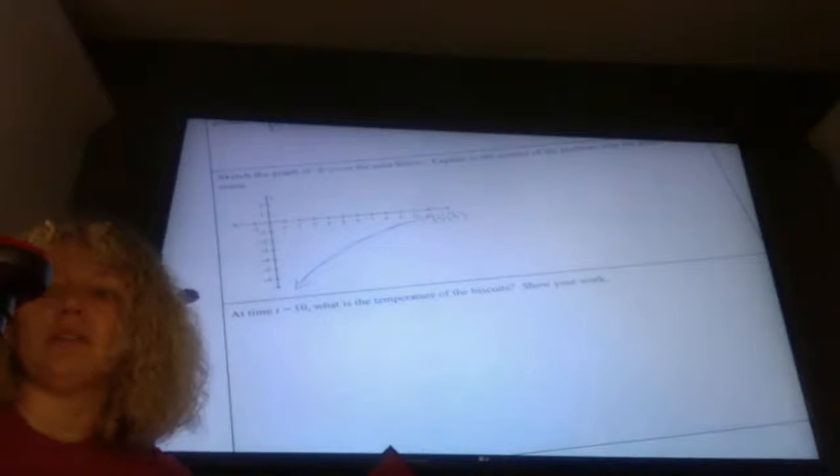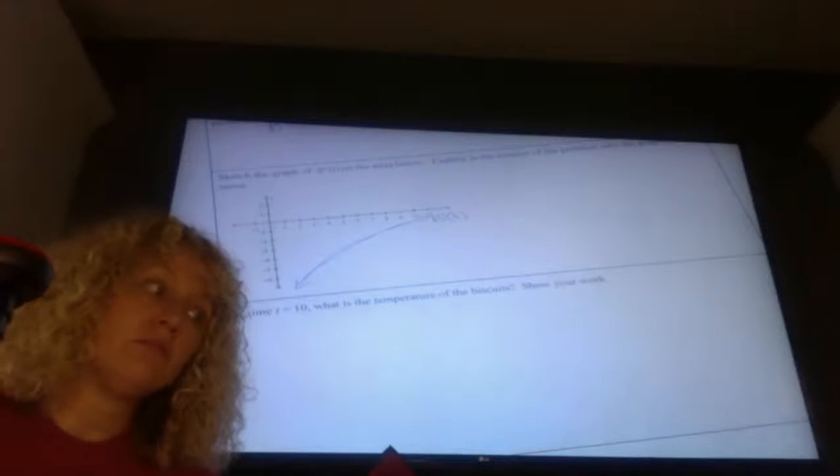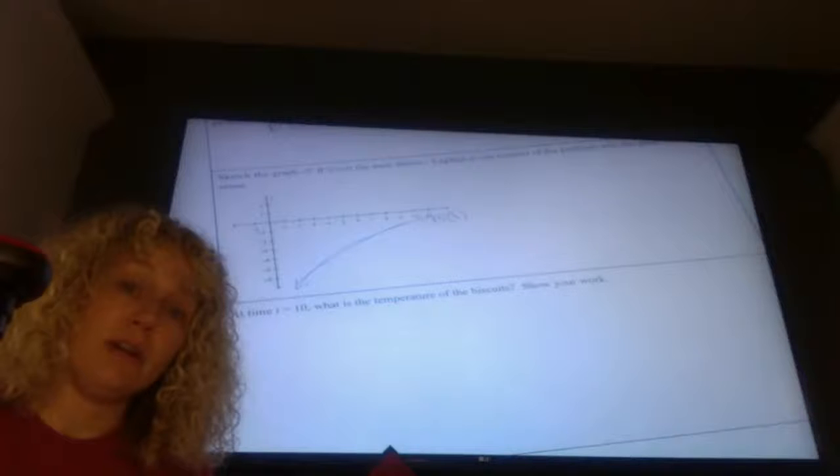They're removed from the oven. It's always going to decrease. It always has to be less than 0 because the temperature is always decreasing, unless your house is 450 degrees Fahrenheit, which you probably should move if it is.